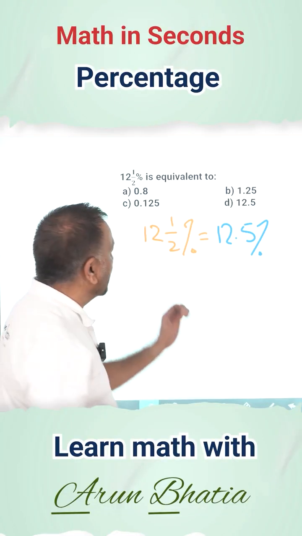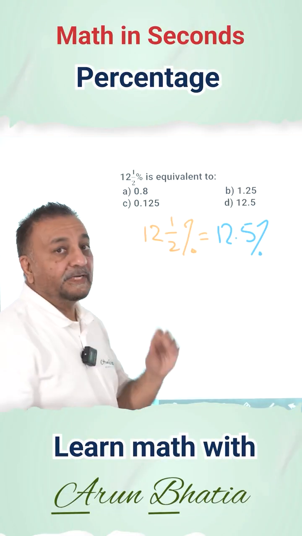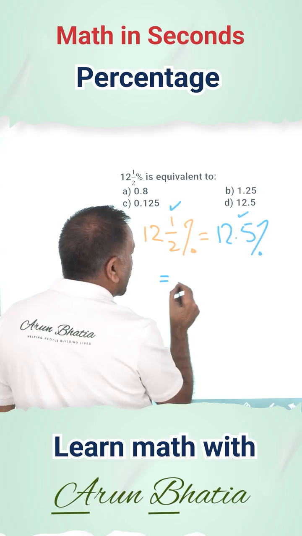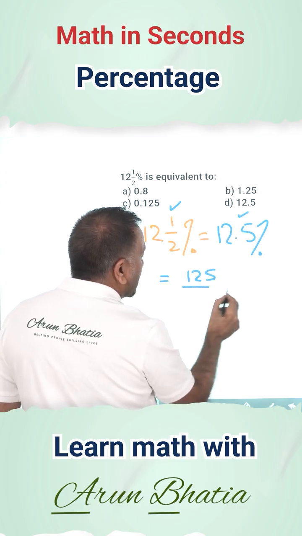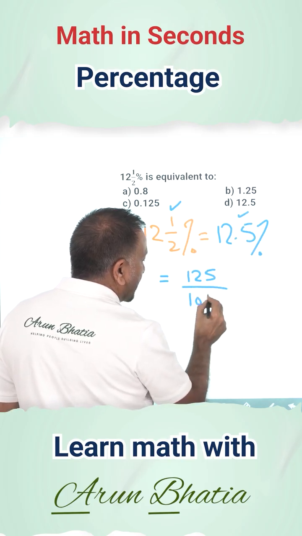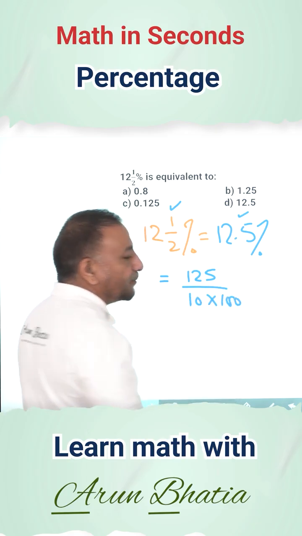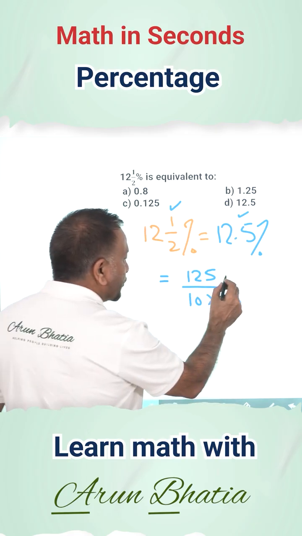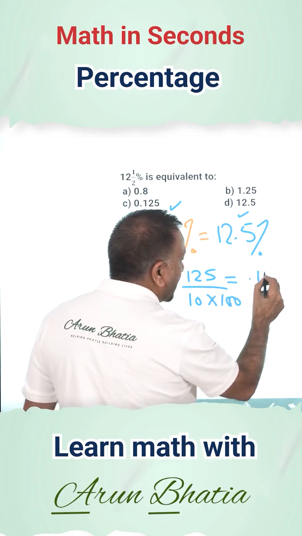We are solving 12.5%. So 12.5% can be written like this. When we solve it, this decimal is 10 here, and because percentage means upon 100, when a percentage, it becomes upon 100. So when you solve it, it becomes 0.125.